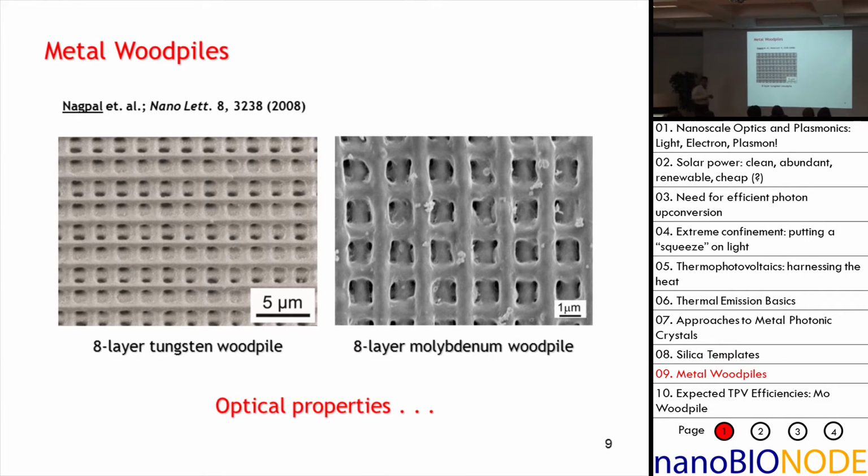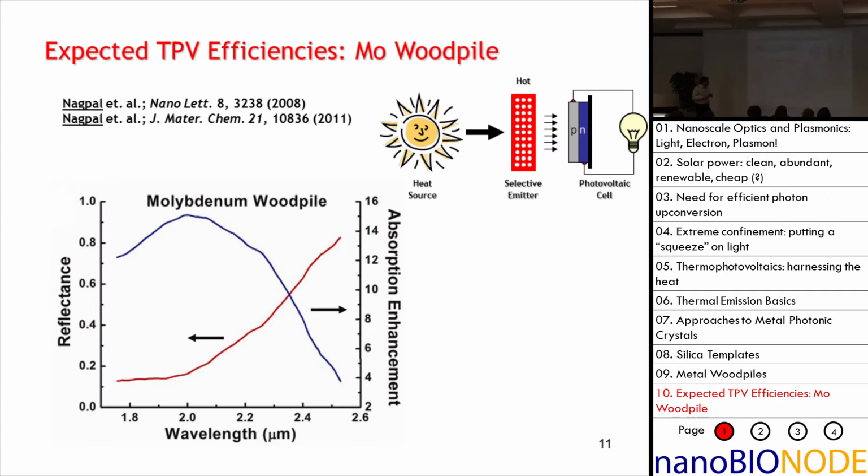Then we coated these with the metal coatings that we wanted. Typical materials used were tungsten and molybdenum. And so this is an 8-layer tungsten woodpile-like structure. This is an 8-layer molybdenum structure. So they look good. Let's see how their optical properties actually shape up.